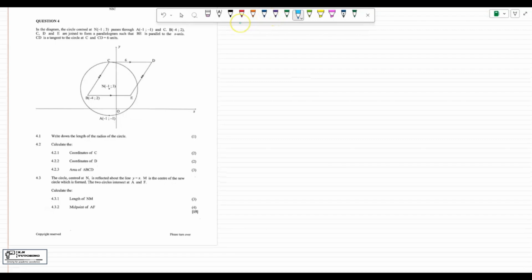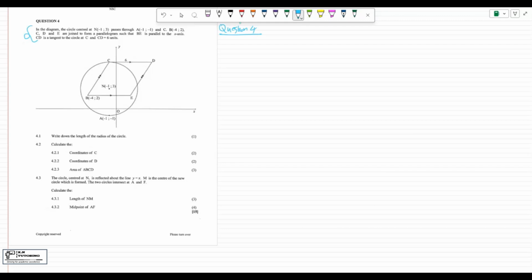Now, question 4. Question 4, you read the problem statement and then you can resolve the problem. Okay, so I see parallel lines there. I see point C, D, E, B. It's a circle with center N at (-1, 3).